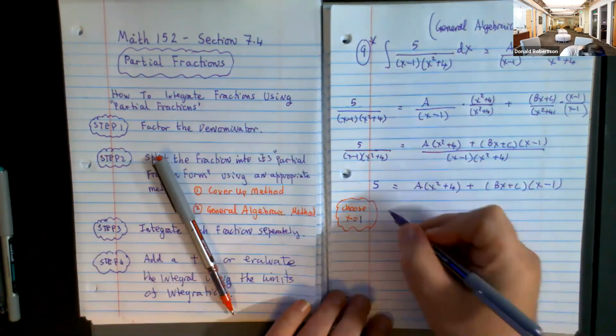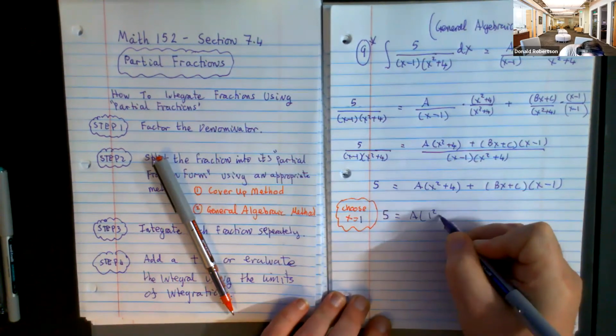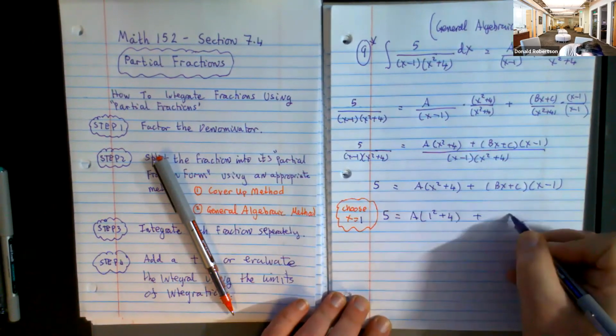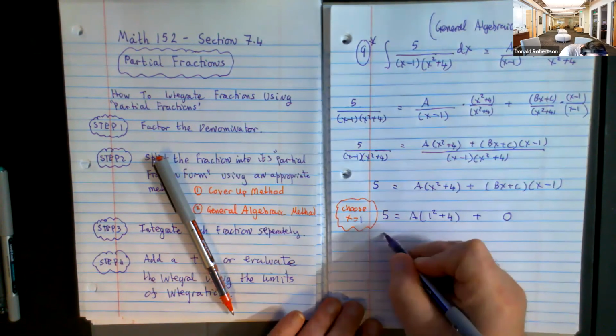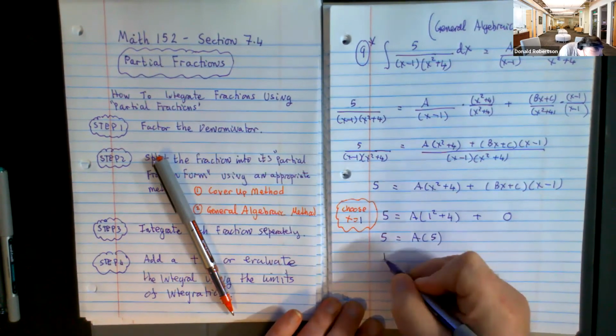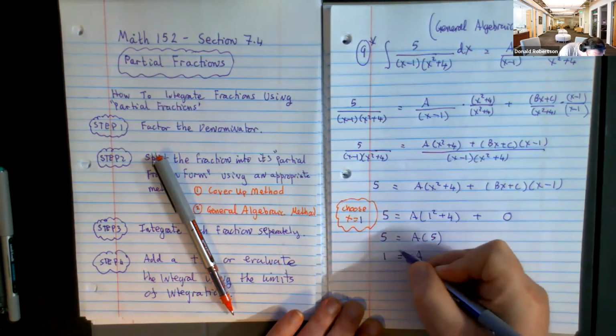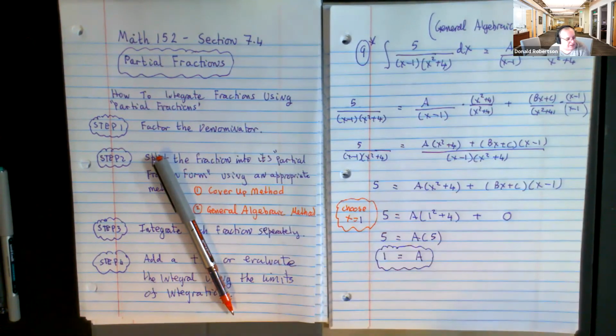So what do I have? I have 5 on this side. I have A times 1 squared plus 4. And can I just say plus 0 to save a whole lot of writing? Because that's what you're going to get anyway, isn't it? Which means A times 5. And because WebAssign is really, really nice, A equals 1. If I had made this question up, A would have been 17/43, right? It would have still been correct. It just would have been really ugly fractions.